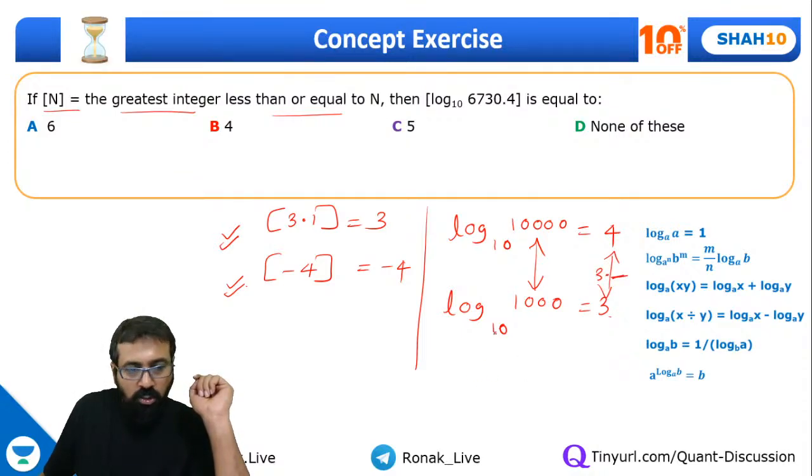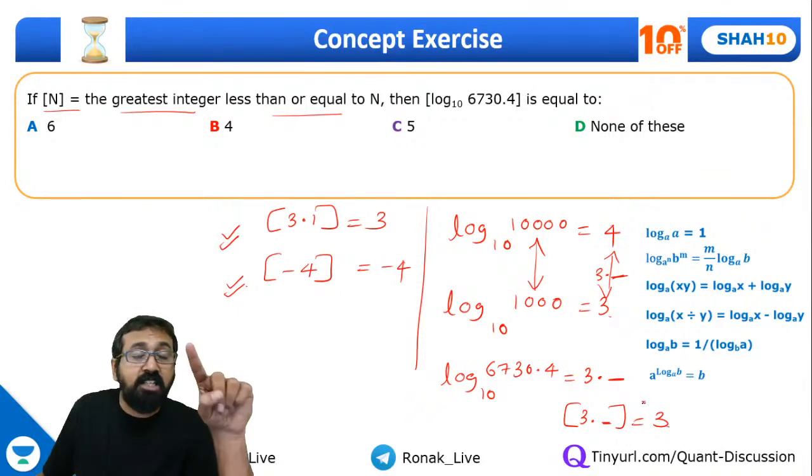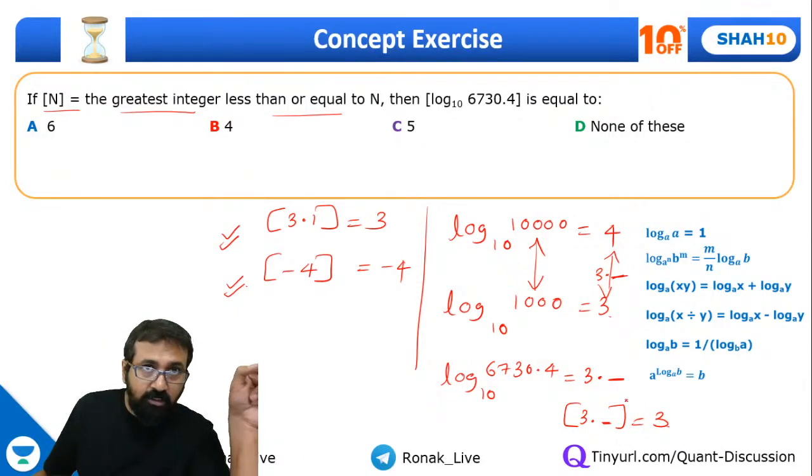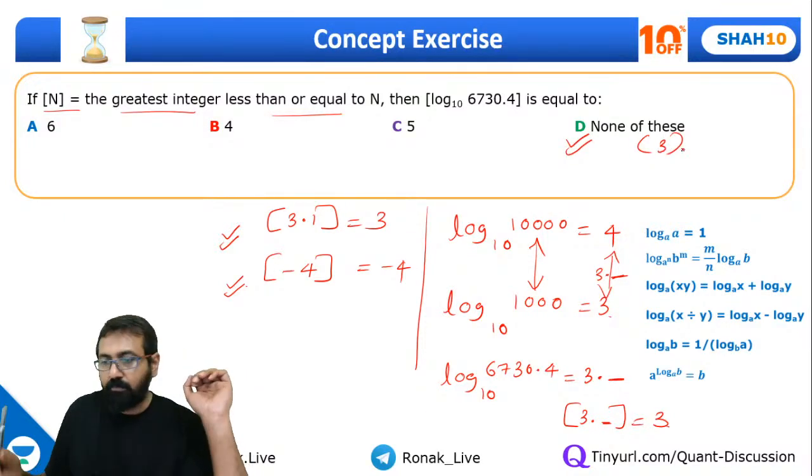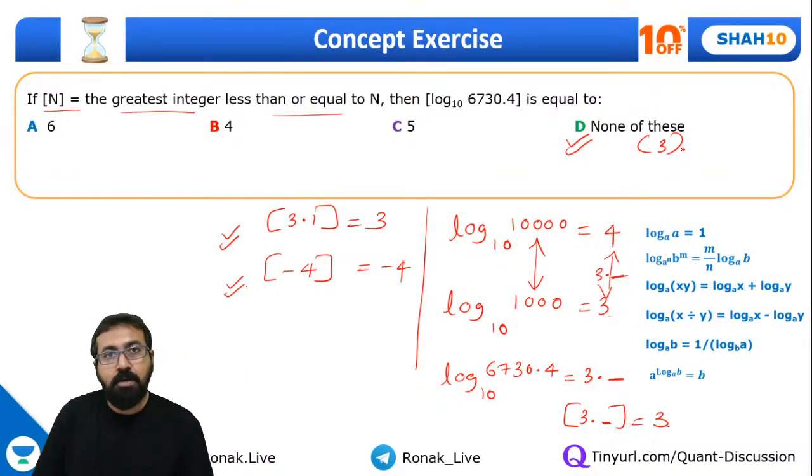Yes or no? Right? So if you solve this, log of 6730.4 with base 10 will be 3 point something. And the greatest integer value of 3 point something is equal to 3. For the greatest integer value, you check the first integer on the left hand side if the number is a decimal, and that's why the answer will be 3. So none of this. I'm sure all of you are pretty clear now, guys.